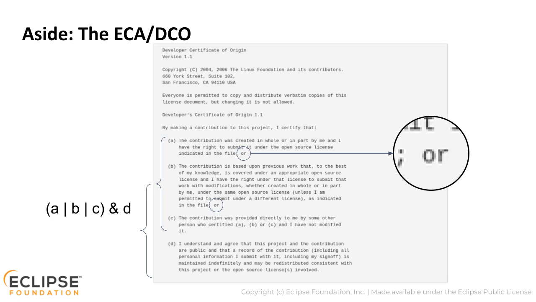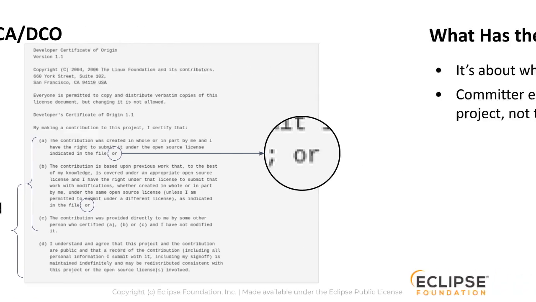C is recursive. A signed ECA is valid for 3 years. After 3 years, contributors are asked to re-sign the ECA.